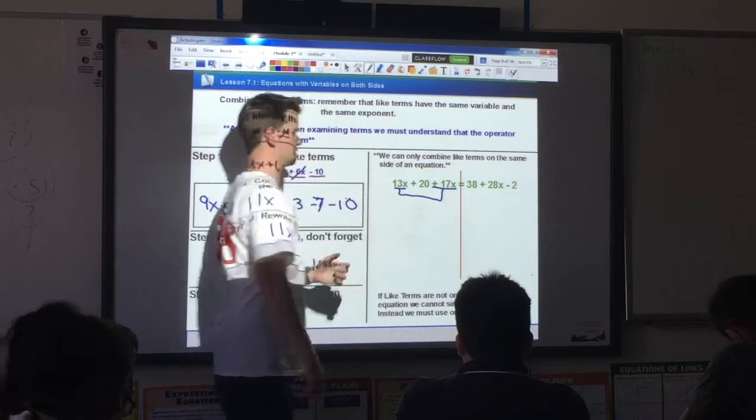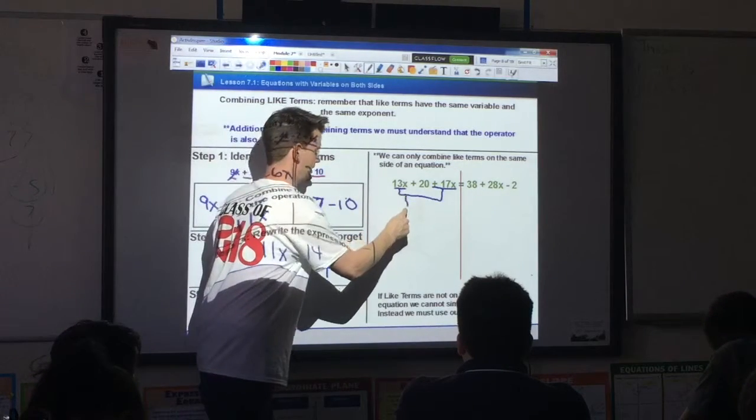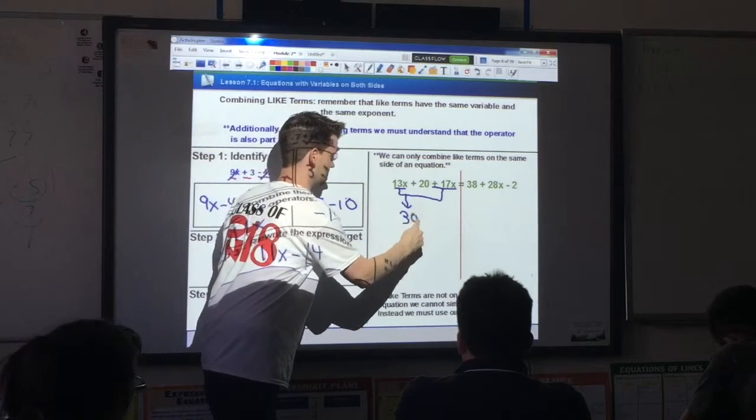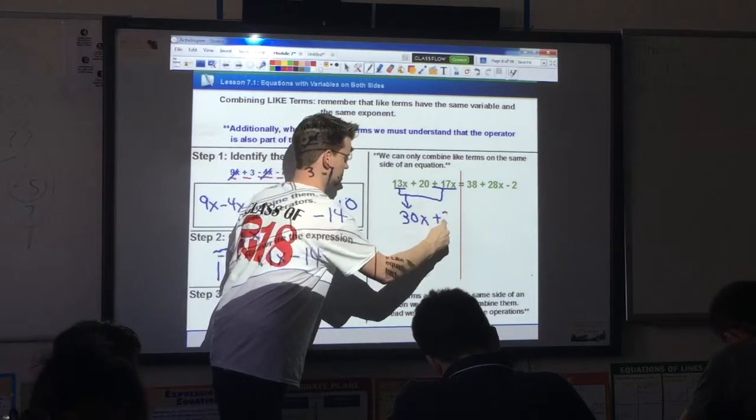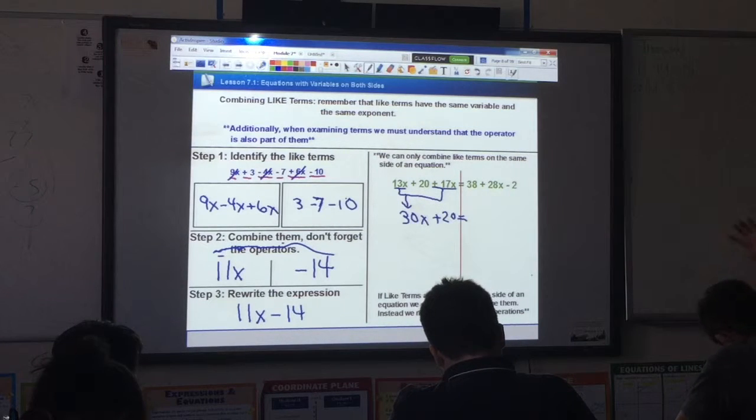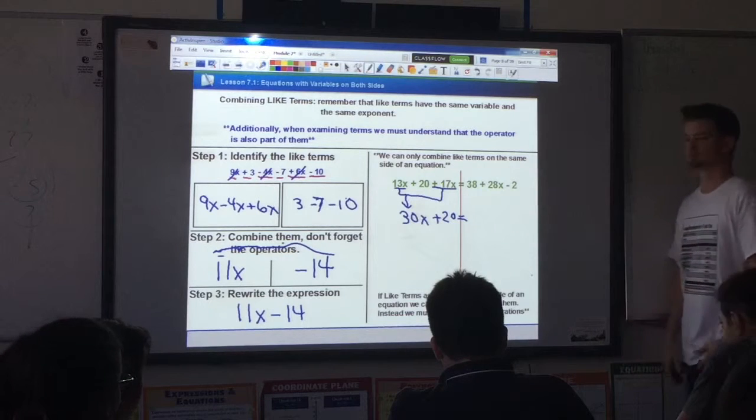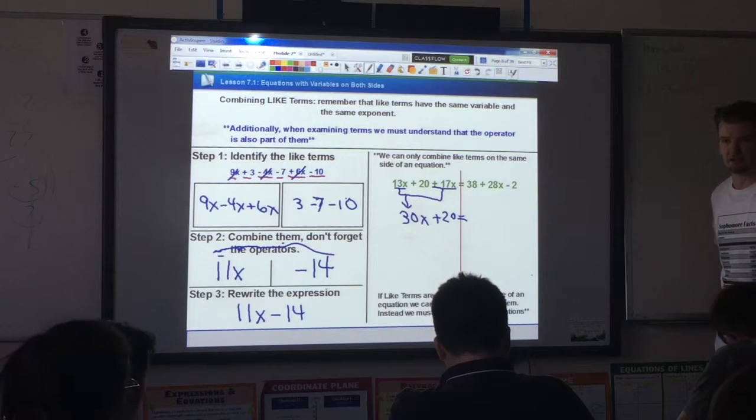So we're going to combine these. What's 13 plus 17? 30x. So that becomes positive 30x, and we bring down the positive 20. We bring down the equal sign, okay? So I combine all the like terms on the left side. Now I want to combine all the like terms, if there are any, on the right side.